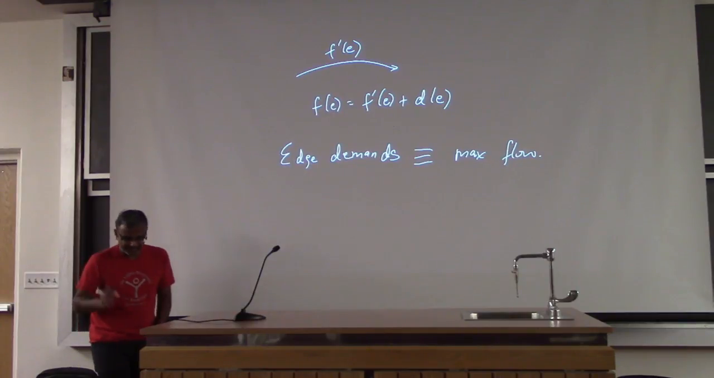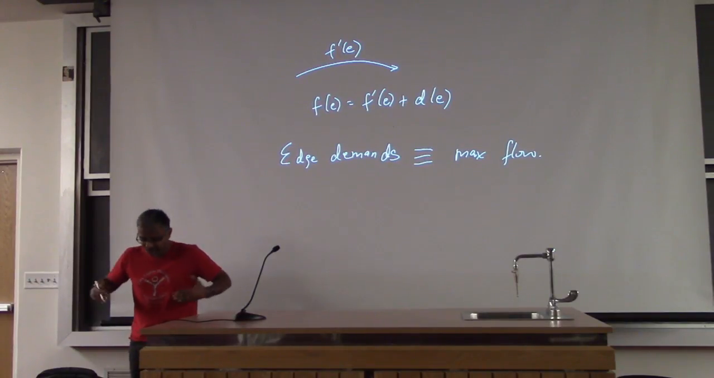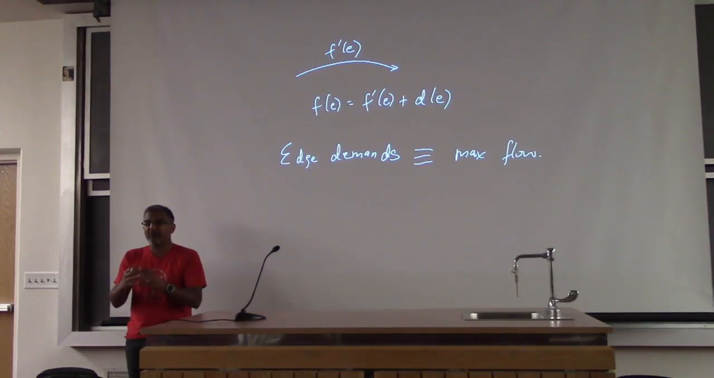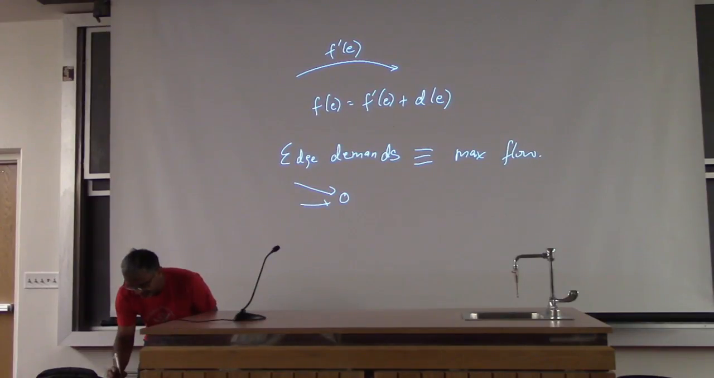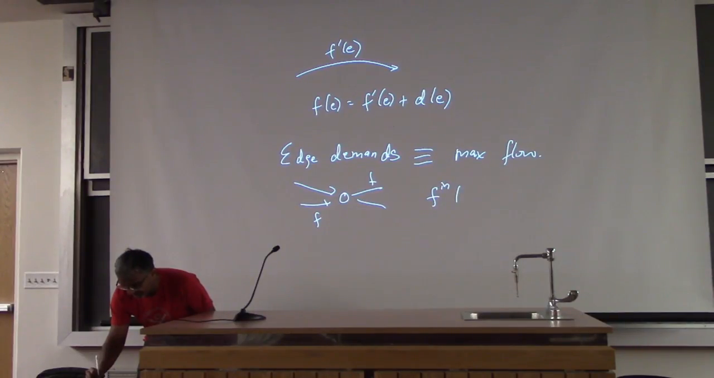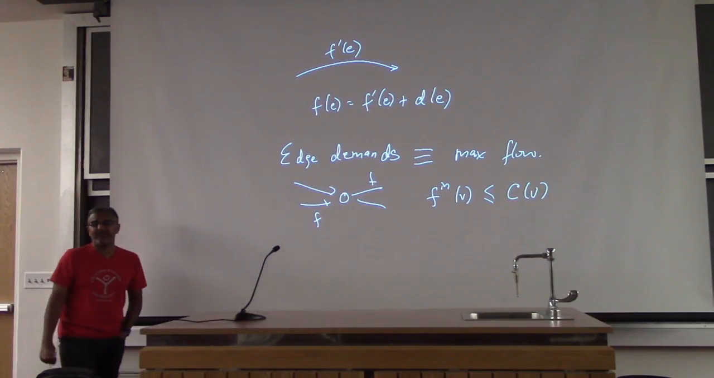Here's a quick exercise for you. Suppose I had a different kind of constraint. Suppose I said that my nodes, think of them as junction points of my pipes, are not very big. Each node has a capacity. So the amount of flow going in, and of course the same flow going out, the flow into V is less than or equal to some capacity of V. And I give you these capacities.